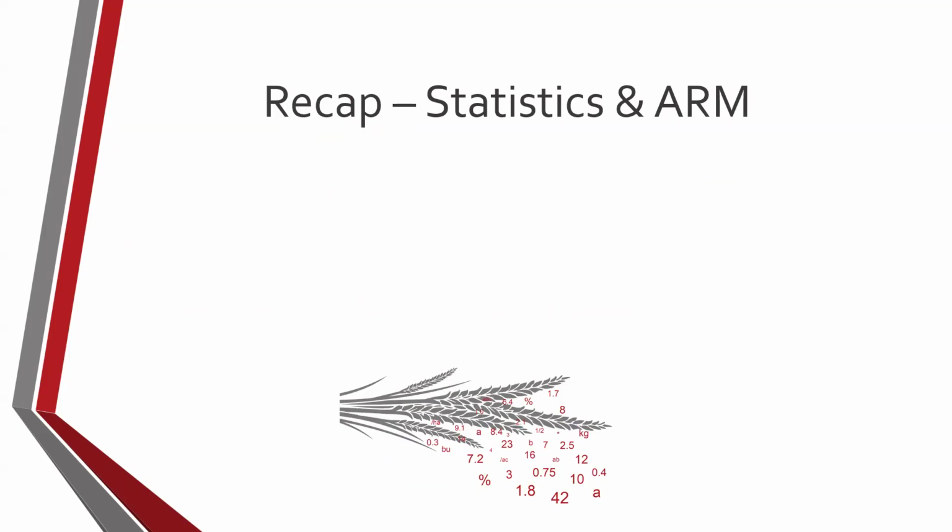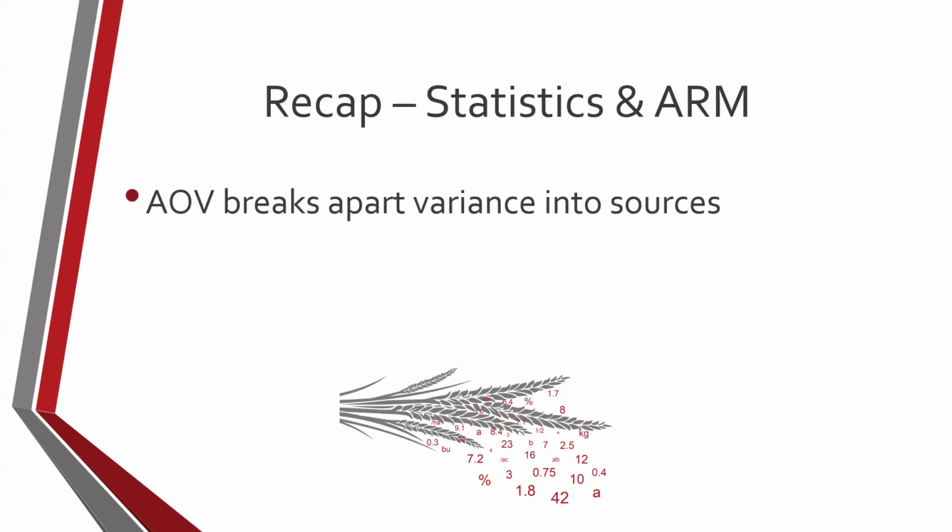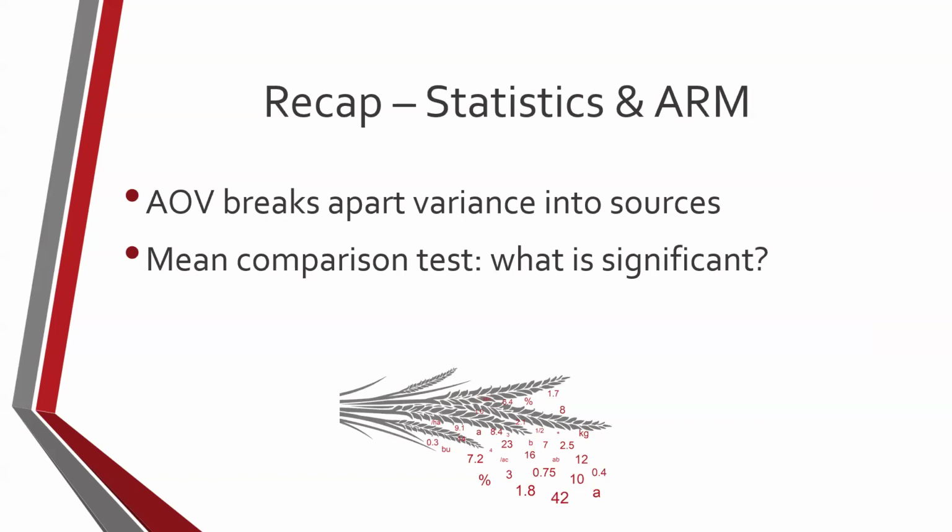Okay, well, we made it to the end. Just to recap, the AOV analysis is all about breaking apart the variance in our observations into different sources. We do some calculations and calculate a p-value probability at the end. Then we perform a mean comparison test to determine which means are significantly different.